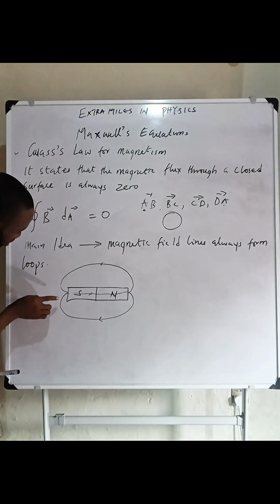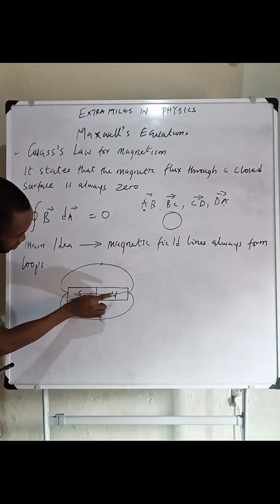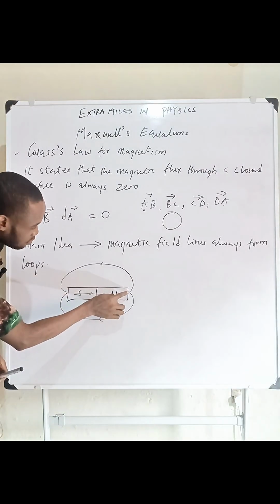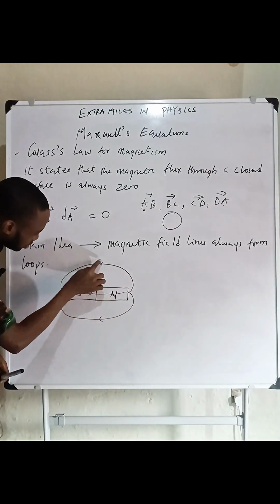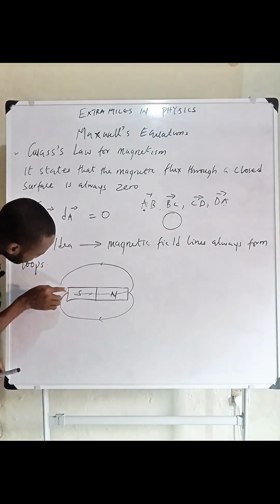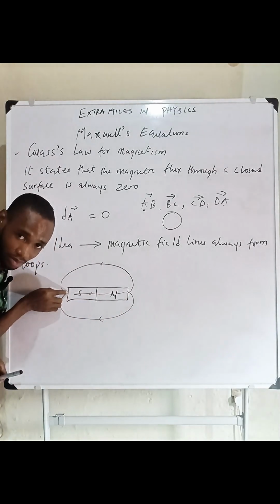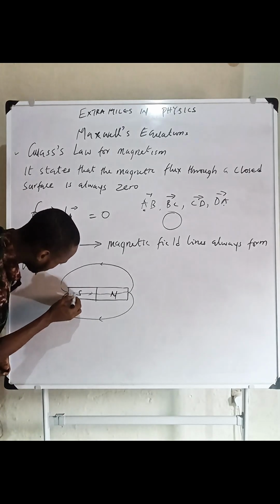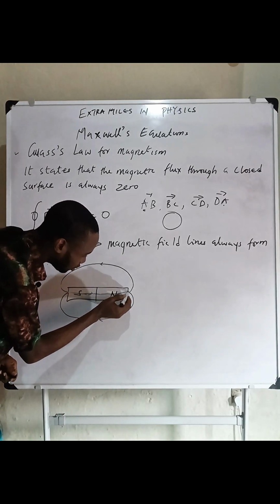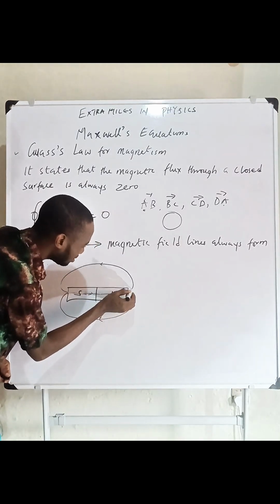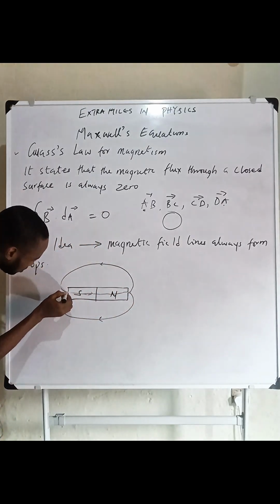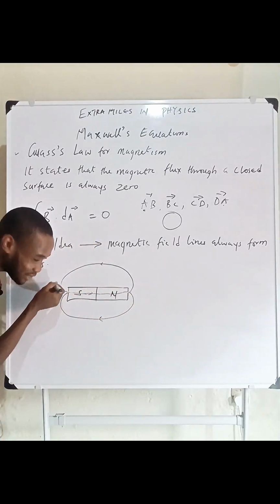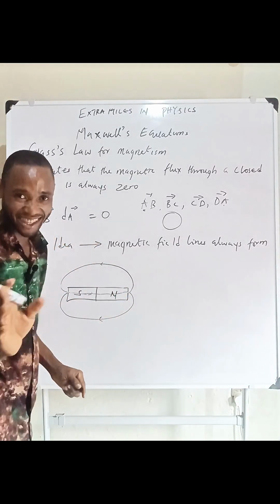If you can see clearly now, remember externally, the magnetic field lines move from north into south. But internally, this journey doesn't end here. Internally, it moves from south back to north. Then externally, it goes again from north to south. Internally, south to north. Externally, north to south. I'm sure this is clear.